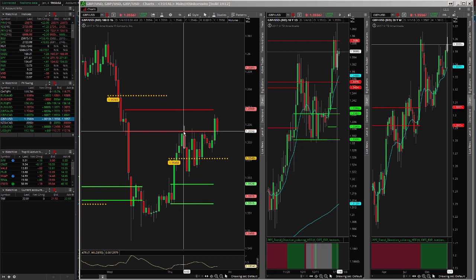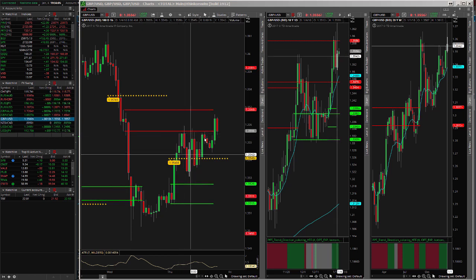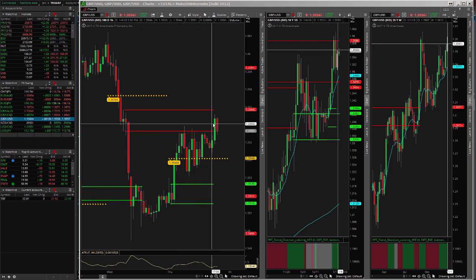So my entry here, 1356. The ATR on this one is 13. So right now you can see it did react here on this zone, but right now it acts like it wants to head higher. And you can see we're clearly in an uptrend.